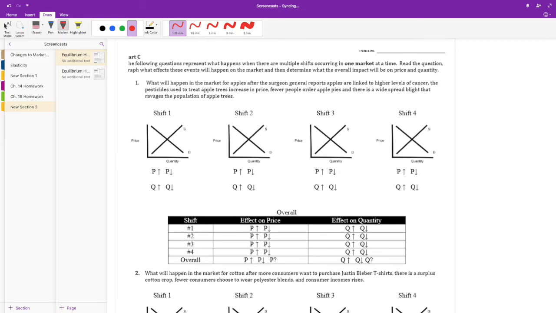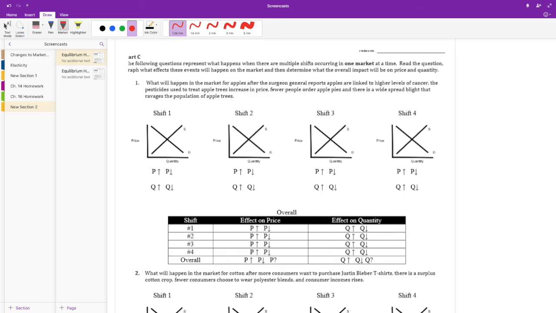Now, this one's a little more challenging. Okay, this is how do you graph multiple shifts? What happens when there's more than one shift happening in a single market at one time?